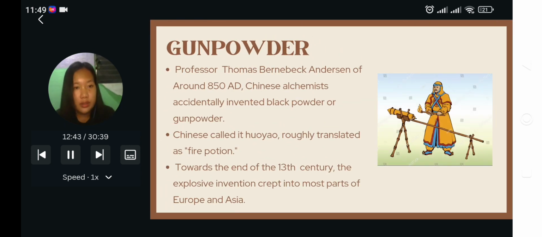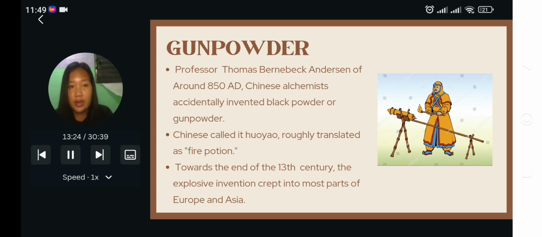So, the next is gunpowder. Around 850 AD, a Chinese alchemist accidentally invented black powder or gunpowder. So, yon. During that time, hindi talaga intentional na madi-discover nila yung gunpowder because the Chinese alchemist was looking for the elixir of life. That's why the Chinese called it Huo Yao, roughly translated as fire potion.